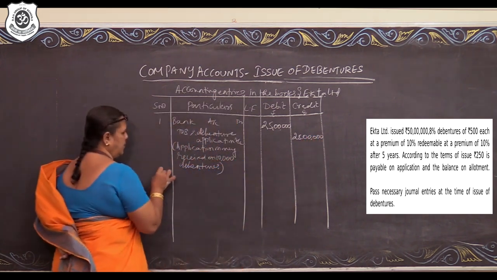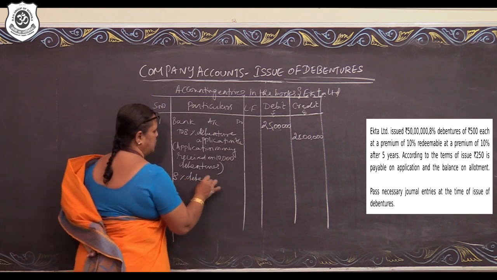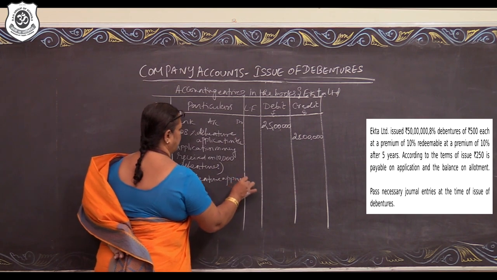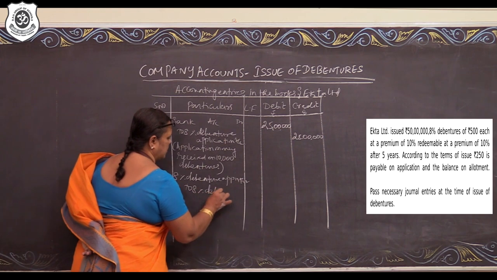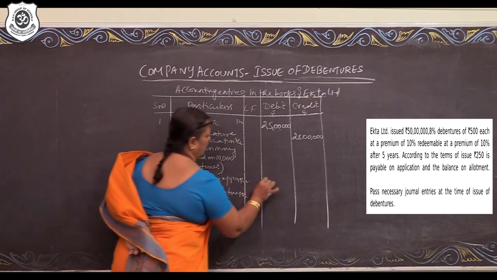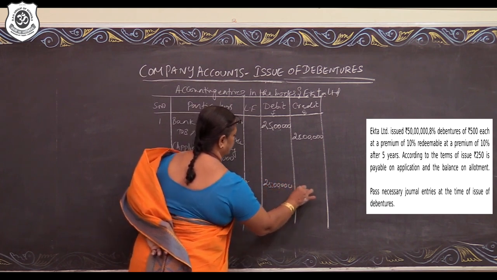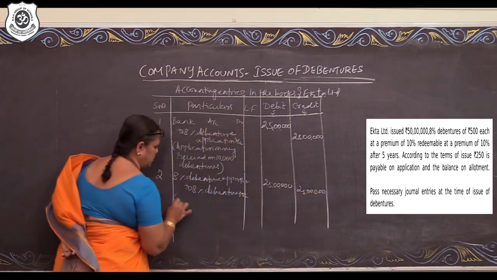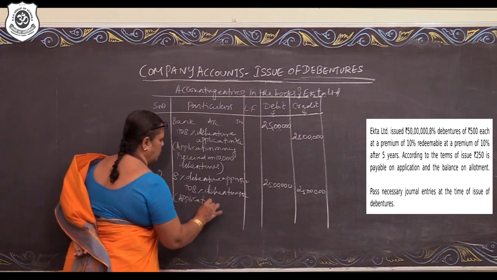The second entry will be 8% debenture application account debit to 8% debentures account, 25 lakhs. Application money transferred to debentures account.